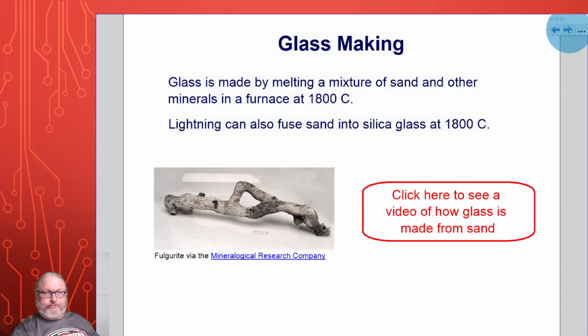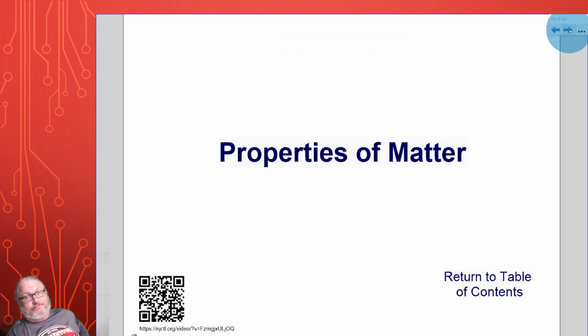Now, glass is made by melting a mixture of sand and other minerals and salts in a furnace at around 1800 degrees C. That's hot. Now, lightning can also fuse sand, and they even found glass in the sands of the New Mexico desert where they exploded atomic bombs during testing. They would find this glass made because it got so dang hot.